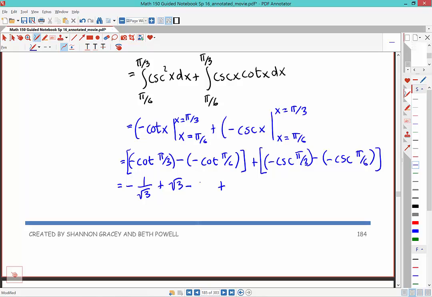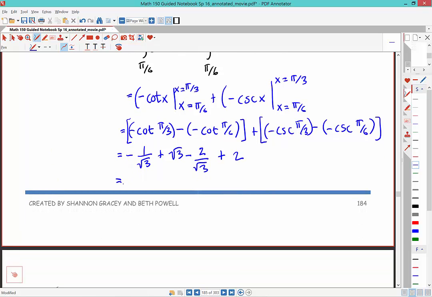Okay, so we'll end up with a result of negative 3 over root 3 plus root 3 plus 2. Now, negative 3 over root 3, if you rationalize, multiply by root 3 over root 3, you actually just get root 3. So that would be negative root 3 plus root 3 plus 2, which is just 2, believe it or not. Okay? So this one we did differently.